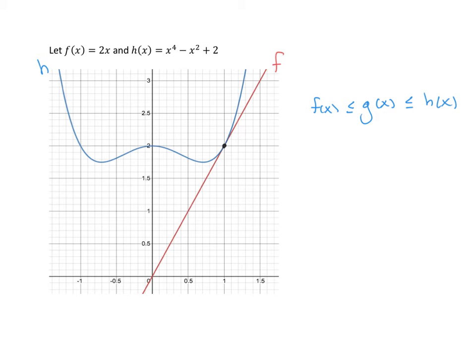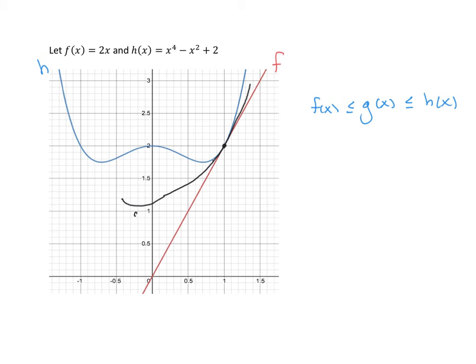I'll draw it in like this. So here's my function g. It's definitely lower than h, but it's definitely above f. And I want this to always be true as we're near this spot. If this holds true, the squeeze theorem says that, well, the limits have to match up at this one location because the function is forced between the two graphs.